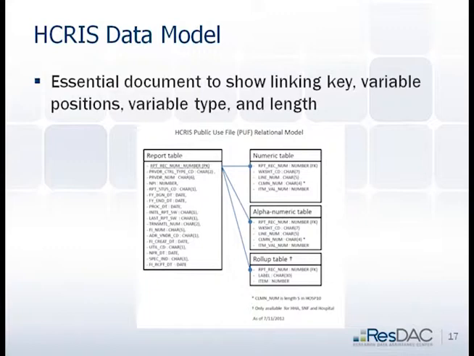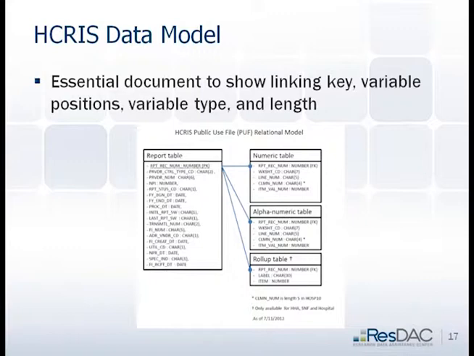I want to point out the error on this page. You'll notice there's a report file; we'll talk about what's included in that. Then there's a numeric table, an alphanumeric table, and a roll-up table. I call this an essential document because it shows you the relationship between the files, the order of the variables, the length of the variables, and what type of variable it is. Anybody that's a programmer or uses data has to know this in order to set up your data file, or it's just not useful.